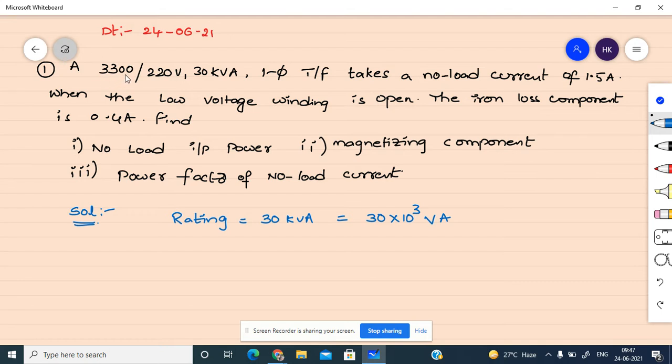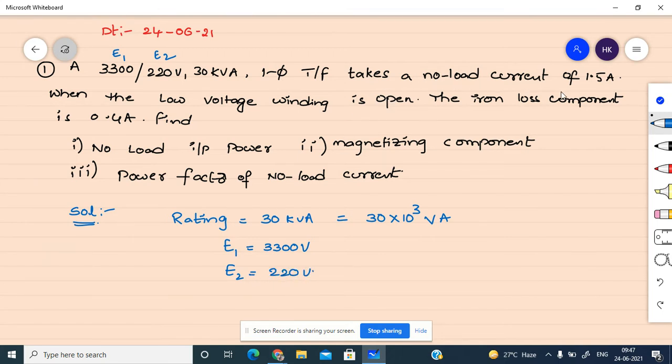Next, 3300 by 220 volts. This indicates that this is the E1 value and this is the E2 value: induced EMF in primary, induced EMF in secondary. So those two values are given. E1 is equal to 3300 volts and the E2 value is 220 volts.